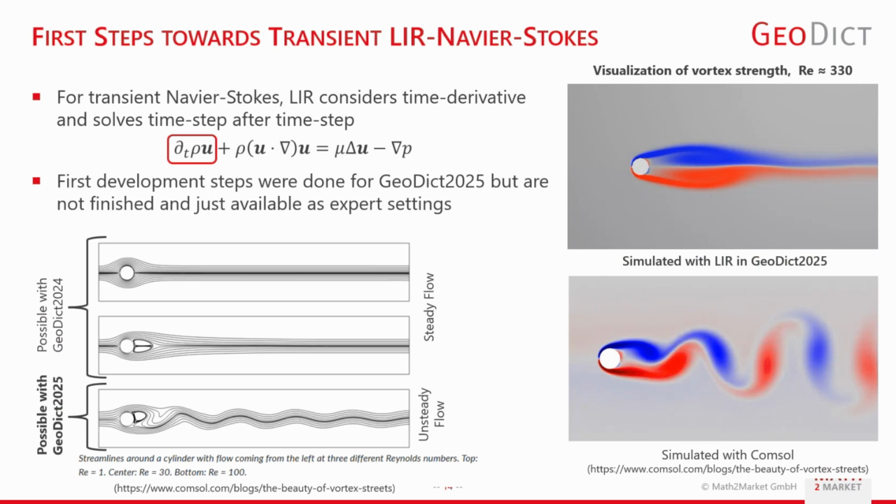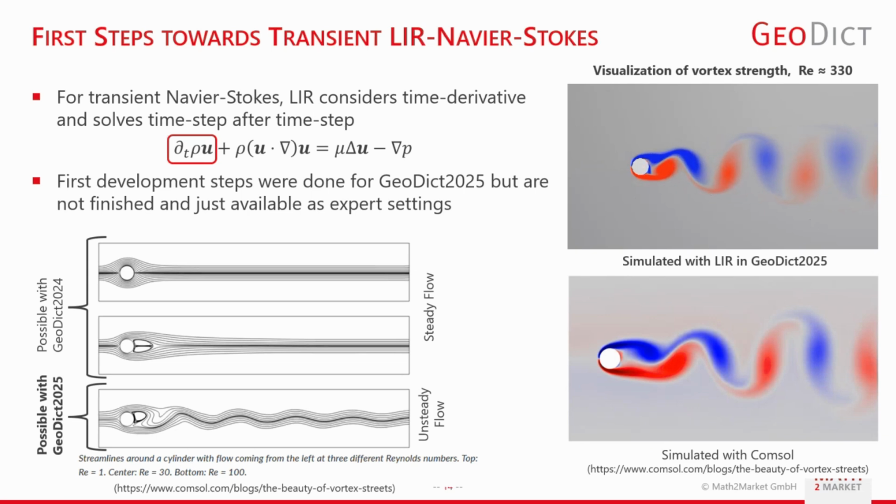As I mentioned before, we did some first steps to do transient Navier-Stokes simulations, but we are not yet finished with the implementation. We have just started, but I already want to show you some first results. So here you see a benchmark. Here I will reproduce the Kármán vortex street. The Kármán vortex street is a phenomenon that you see for very fast flows which pass an obstacle.